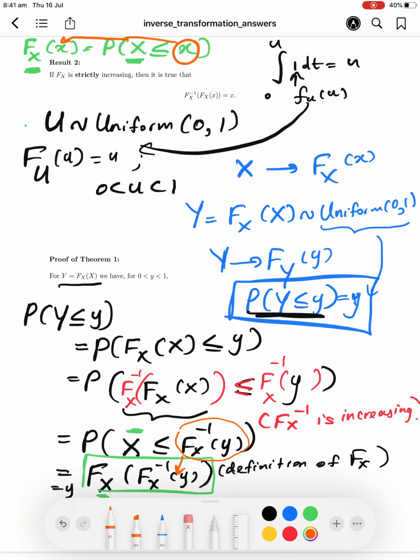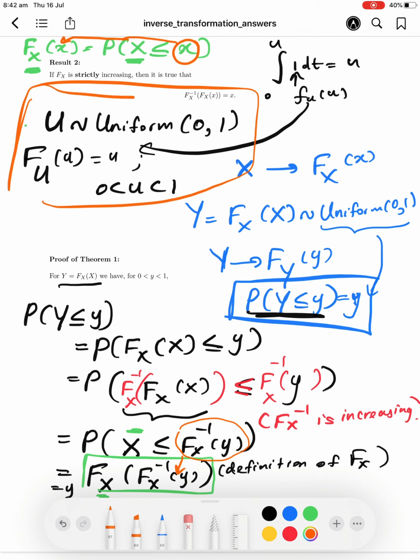So now we have proved that the CDF takes the form of the CDF of the standard uniform distribution, like this. We have proved the probability that y is less than or equal to y is equal to y. In other words, we showed that the CDF of y takes the form of the CDF of the standard uniform distribution.